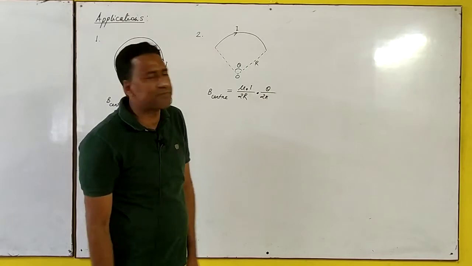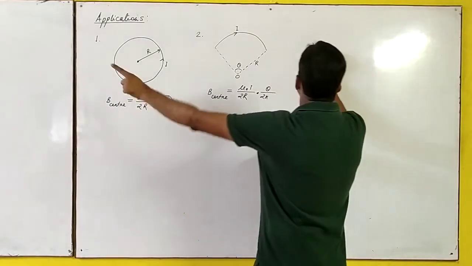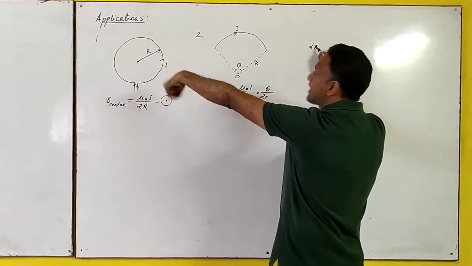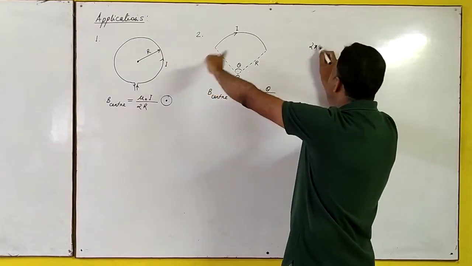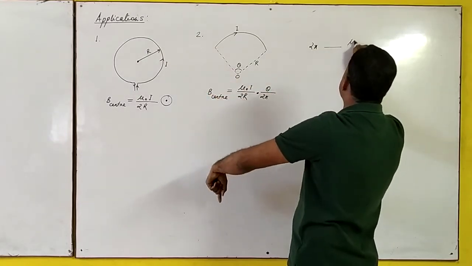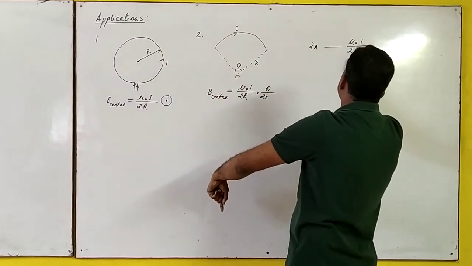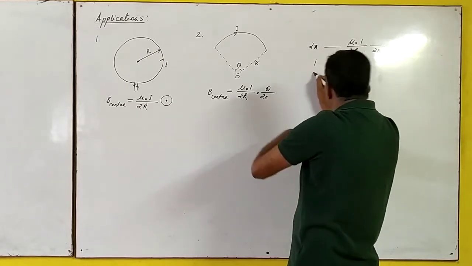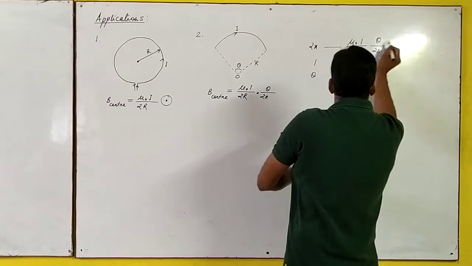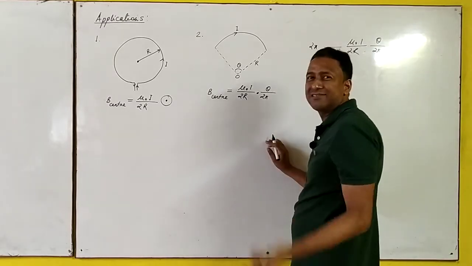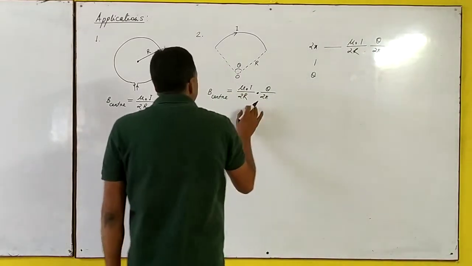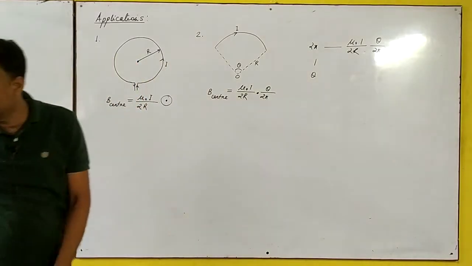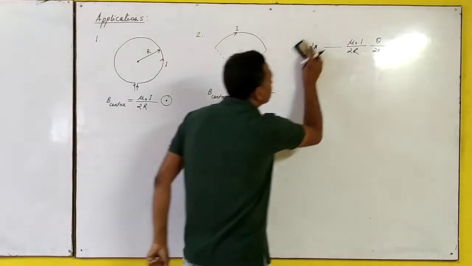Then you may be thinking how I have got it. Simple, by just the unitary method. If twice pi is the angle subtended for a complete circle, the magnetic field is mu naught I divided by twice R. If 1 is the angle subtended, it is this divided by twice pi. If theta is the angle subtended, multiply it by theta. So that is just a unitary method. But you need to memorize the formula. Keep in mind, this formula is very, very important.